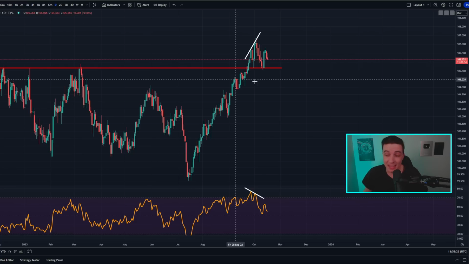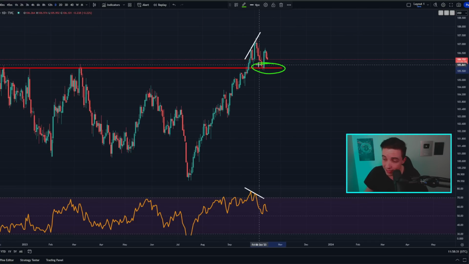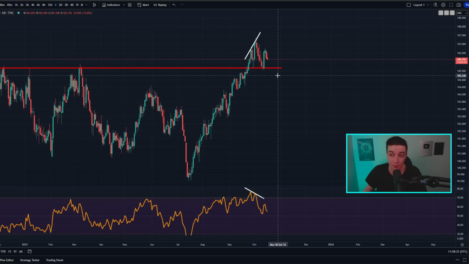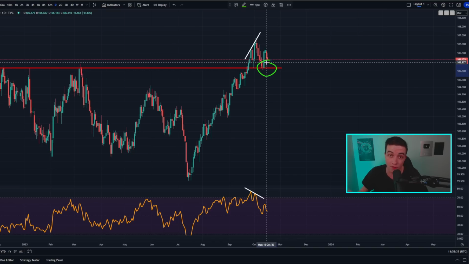So basically, this technical horizontal level here on the DXY chart will be important to pay attention to in the coming days. If we end up seeing a potential break below that level, once again, that would be a bullish signal for Bitcoin, but we just need to wait and see over the next few days.